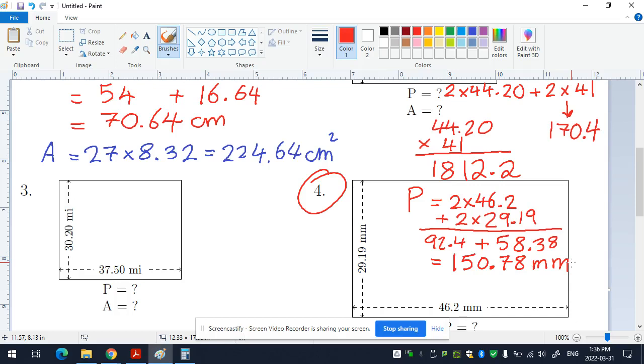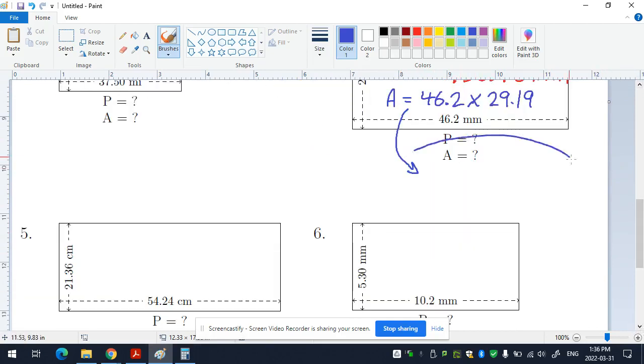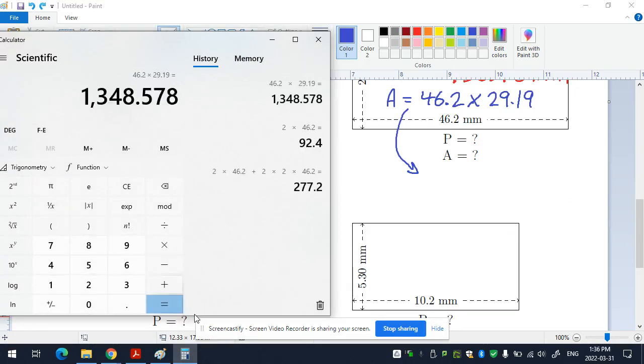Okay, how about the area? Much easier and quicker calculation. You just do area equals, yep, 46.2. I like to start with the longest one first, although you would be correct if you started with the shorter one, 29.19. How much is that? By the way, you could have written the area calculation here if you like. Everyone, you could have written the calculation for area here because you've got space. But 46.2 times 29.19. 1348.578.